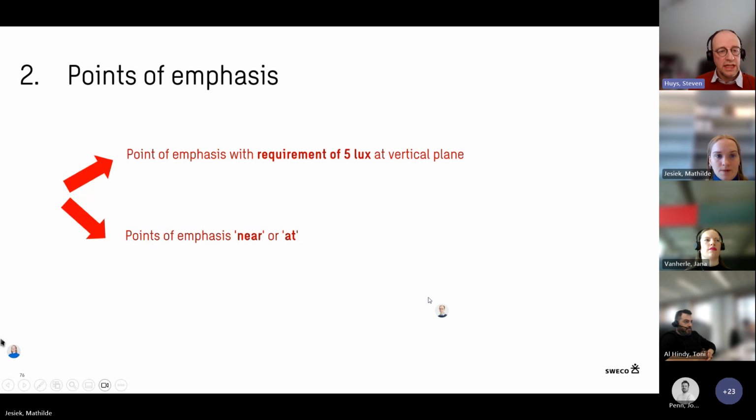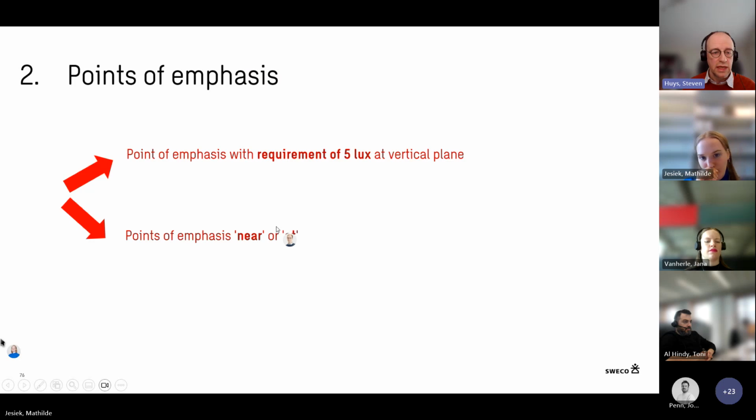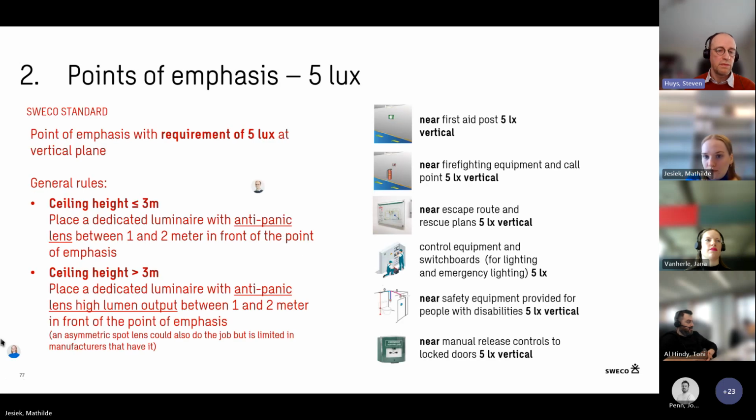Okay. Then the second thing to take into account are the points of emphasis, and you could split them up into groups, as already mentioned. So the points of emphasis with the requirement of 5 lux at the vertical plane, and the points of emphasis where they only mention near or at in the standard. So firstly, the points of emphasis with the 5 lux at the vertical plane, we list them up here again.